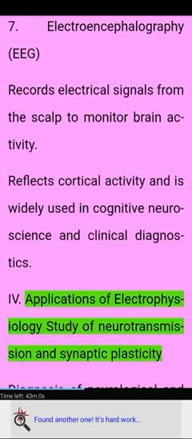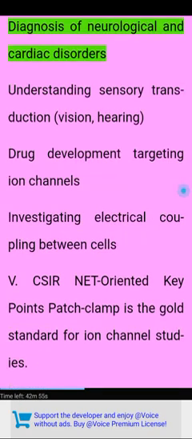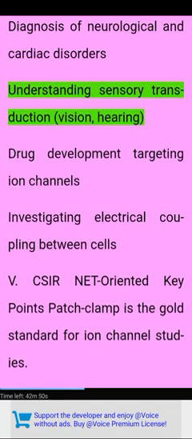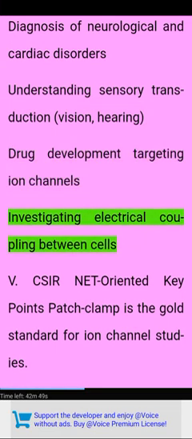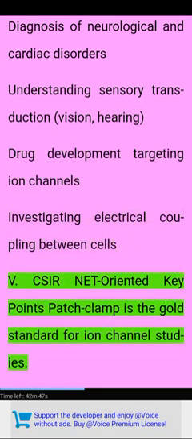4. Applications of electrophysiology. Study of neurotransmission and synaptic plasticity. Diagnosis of neurological and cardiac disorders. Understanding sensory transduction, vision, and hearing. Drug development targeting ion channels. Investigating electrical coupling between cells.